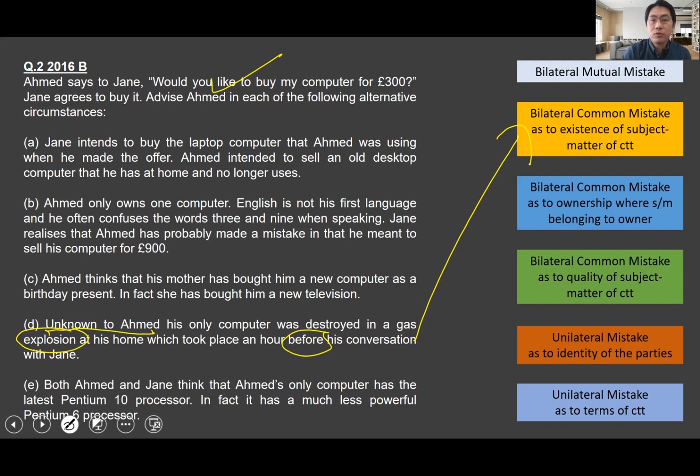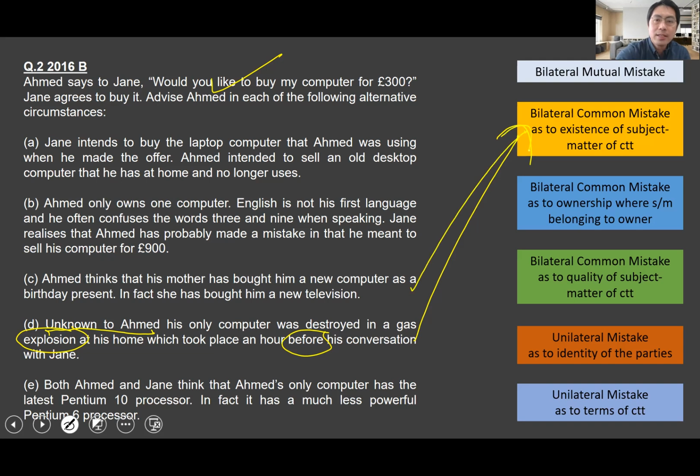And again, it's also clearly bilateral as opposed to unilateral, because definitely Jane would not also be aware of this. Ahmad is selling the computer. Jane says, okay, I'll buy. Neither Ahmad nor Jane knew that that computer had already been destroyed and does not exist at the time of contract.